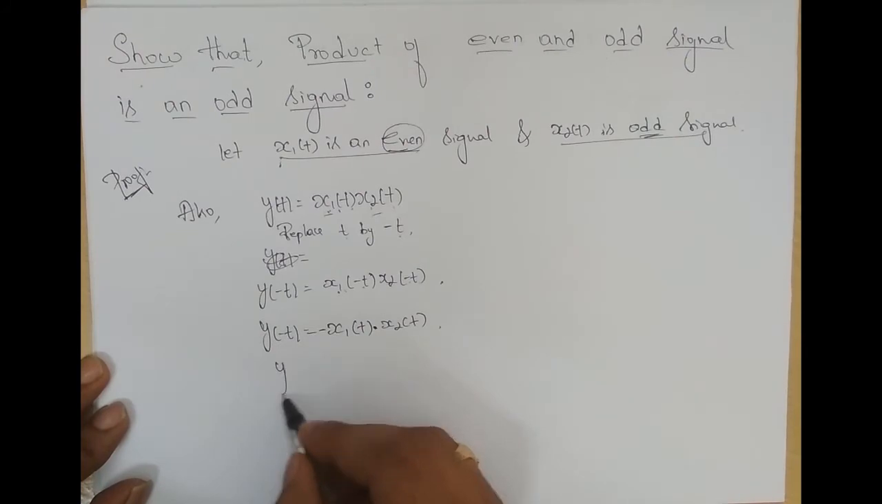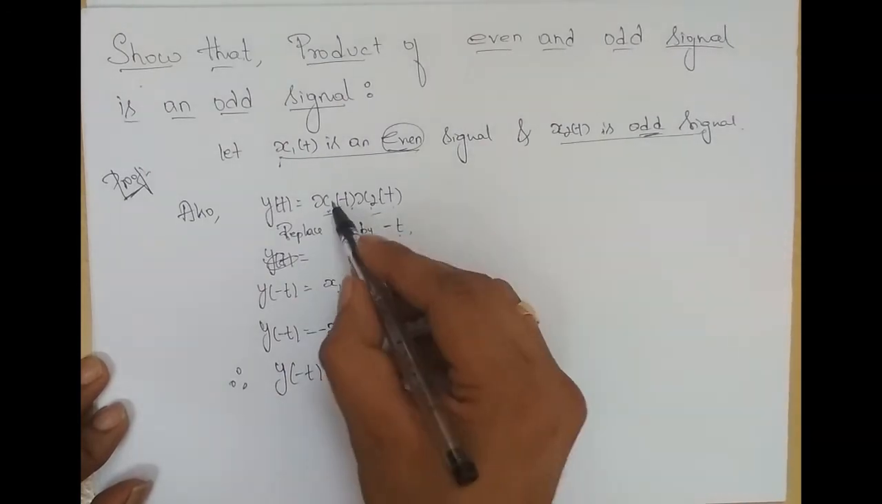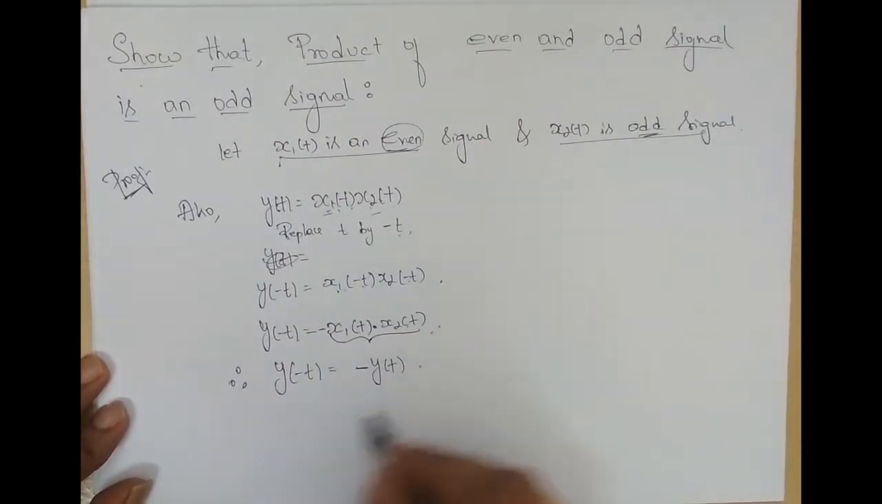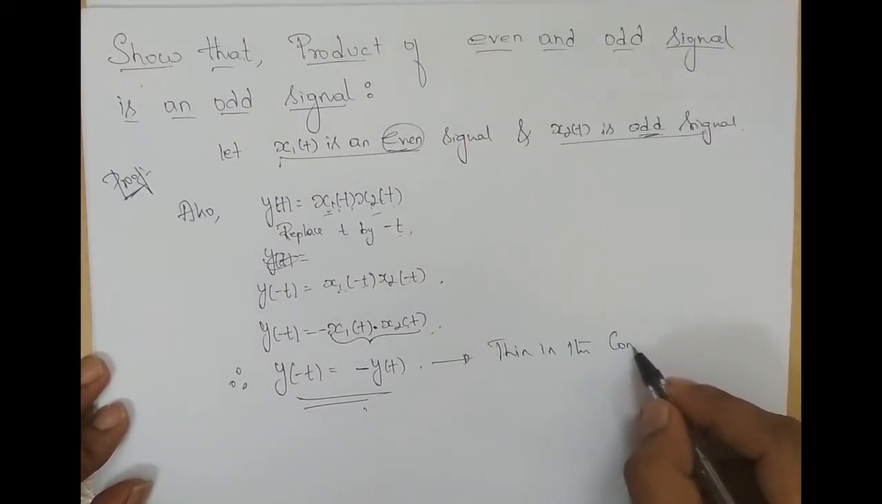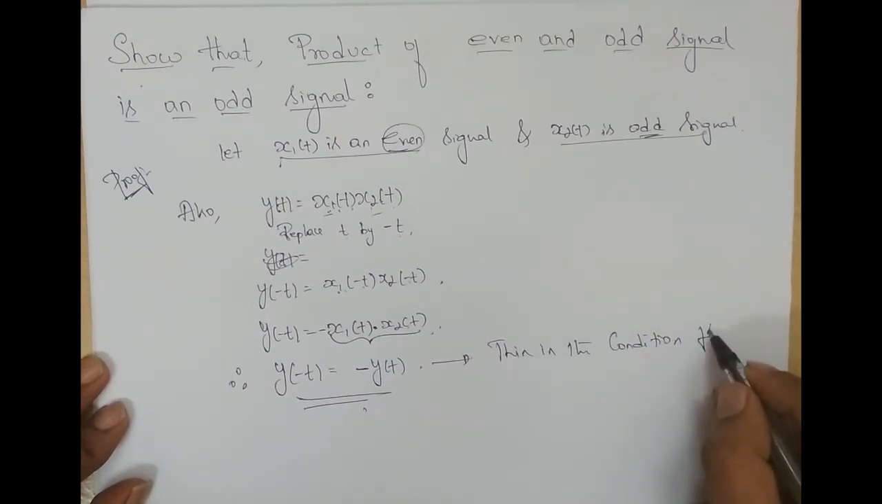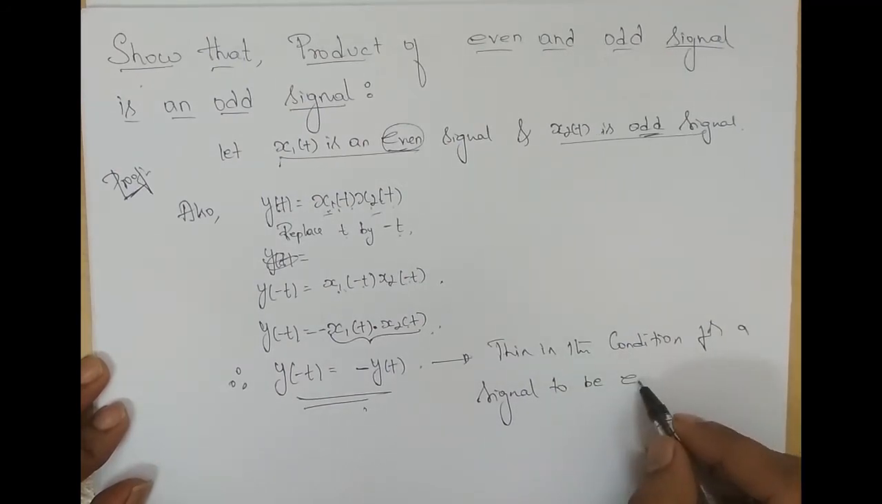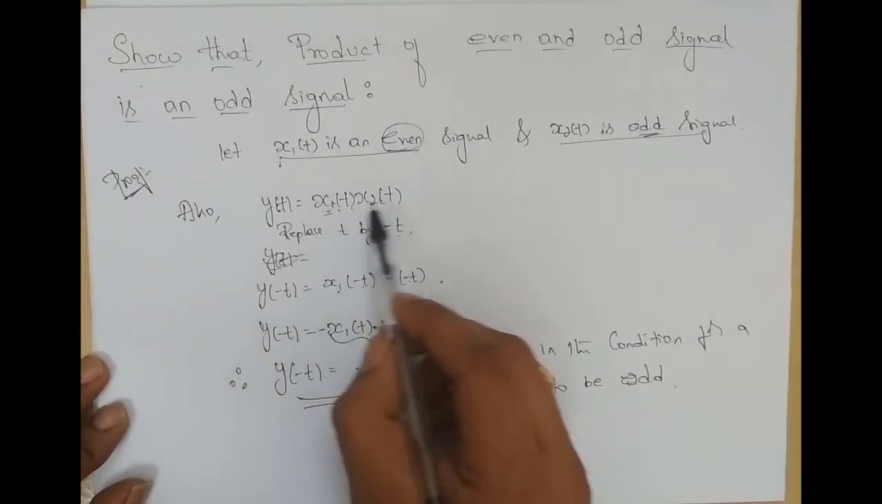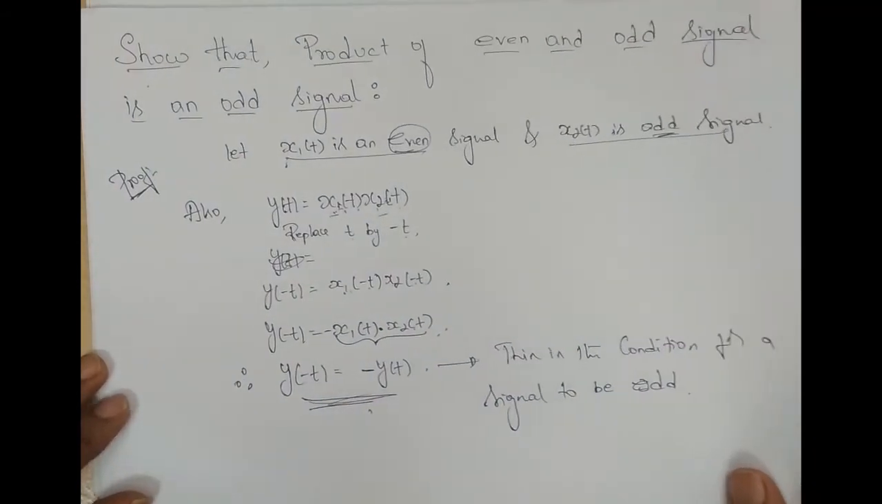Correct, no? So therefore y(-t) is equal to minus of x1(t) into x2(t). x1(t) into x2(t) is y(t), right? So what is this condition? This is the condition for a signal to be odd, right? So I end up with one even and one odd signal, and the product of these two is actually y(-t) is equal to what? Minus y(t). So this is the condition for an odd signal. So therefore, the product of one even and one odd signal is actually an odd signal.